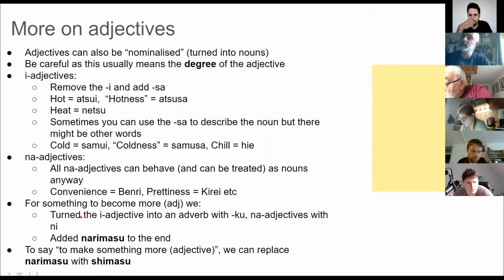Okay, so to say, for example, tomorrow it will become hot, we would say ashita atsuku narimasu. But to say we want to make something hotter or make something colder, we just simply replace narimasu with shimasu. So if we want to say that we're going to make something larger or hotter or colder, then we would just use the adverb plus shimasu. Okay, any questions, guys, before we carry on?